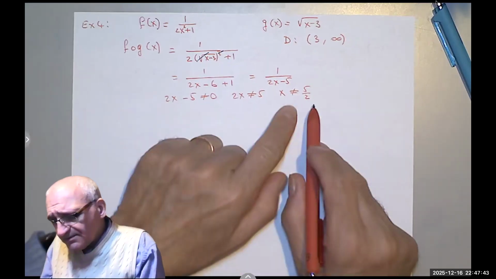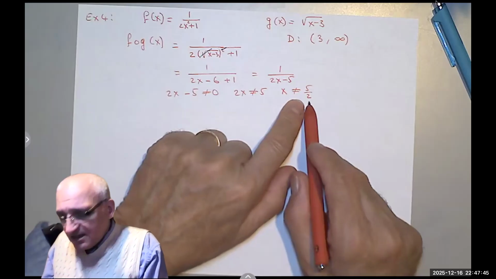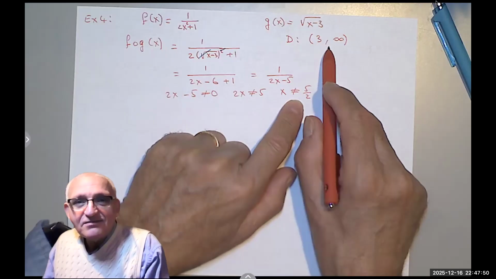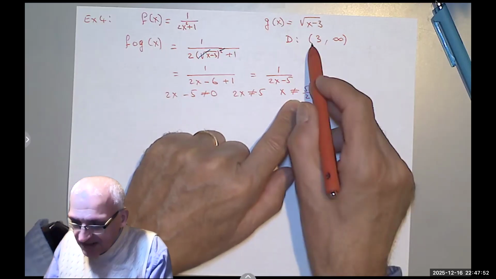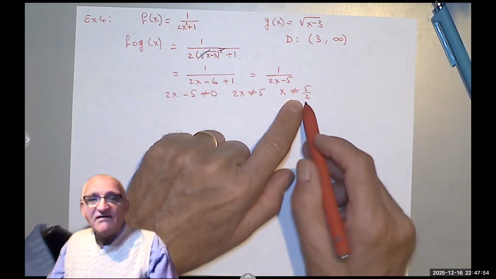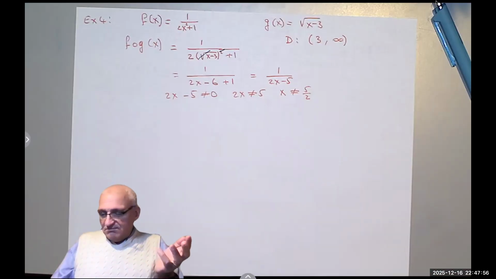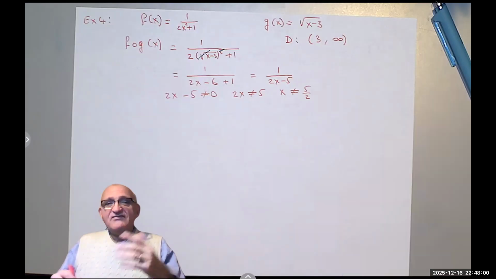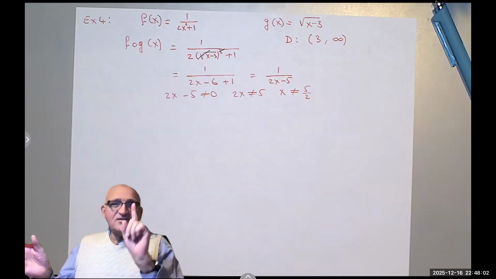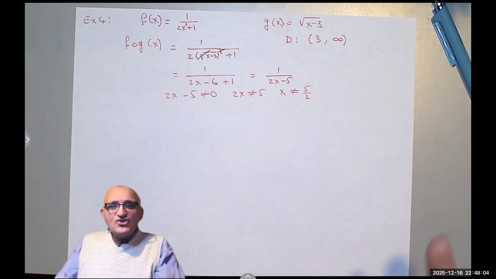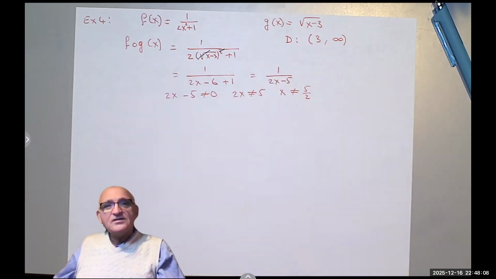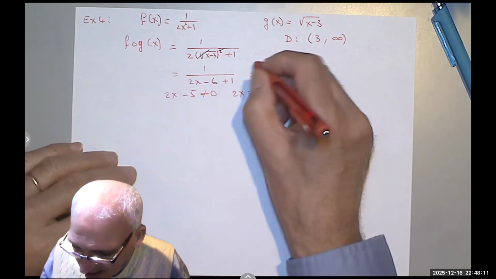But guess what? 5 halves is not part of my domain, right? The domain is from 3 to infinity. This is 2.5. It's like I'm telling you that you can have any value between 3 and infinity, but don't take 2.5. And you say 2.5 is not even from 3 to infinity, so you ignore it. And that stays the domain.